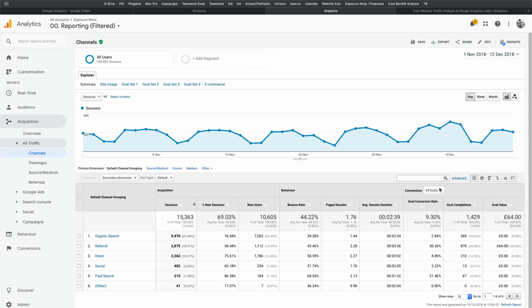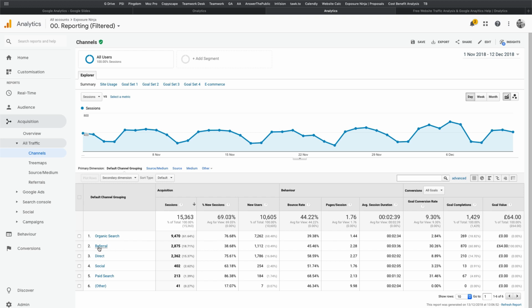So what we're looking at here is kind of an aggregate of all of those conversions. So just like these other metrics that we looked at in the previous video, you can see your conversions, in this case, the number of leads per traffic channel. You can also see your conversion rate, which is the percentage of people that convert through each traffic channel as well.